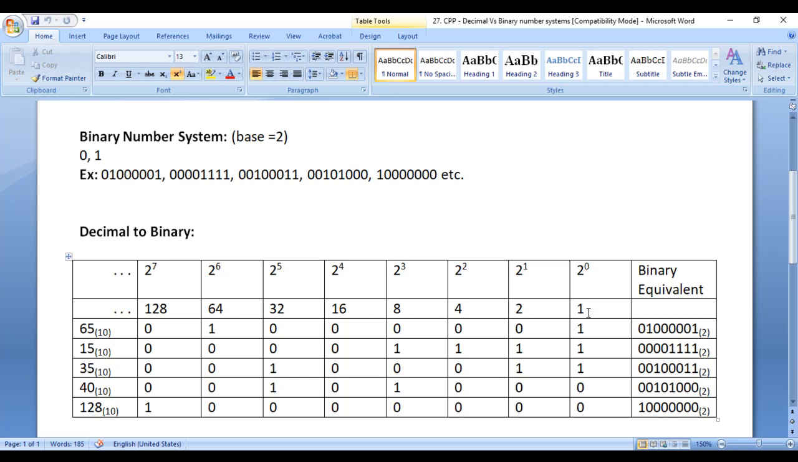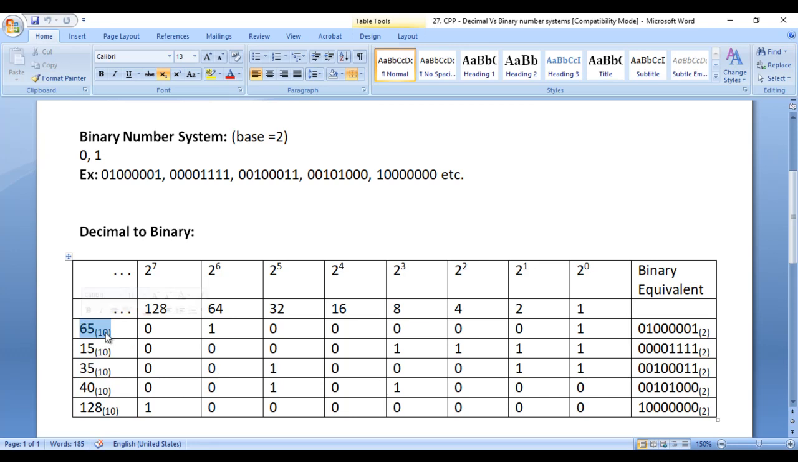So 2 to the power 0 is 1, 2 to the power 1 is 2, 2 to the power 2 is 4 and so on. 2 to the power 7 is 128. So we have 1, 2, 4, 8, 16, 32, 64 and 128. Here I have the example numbers to convert.